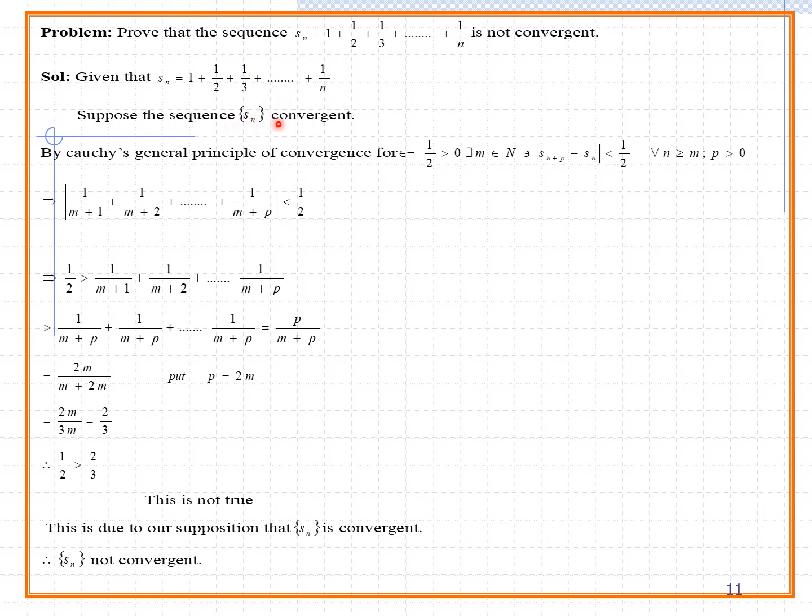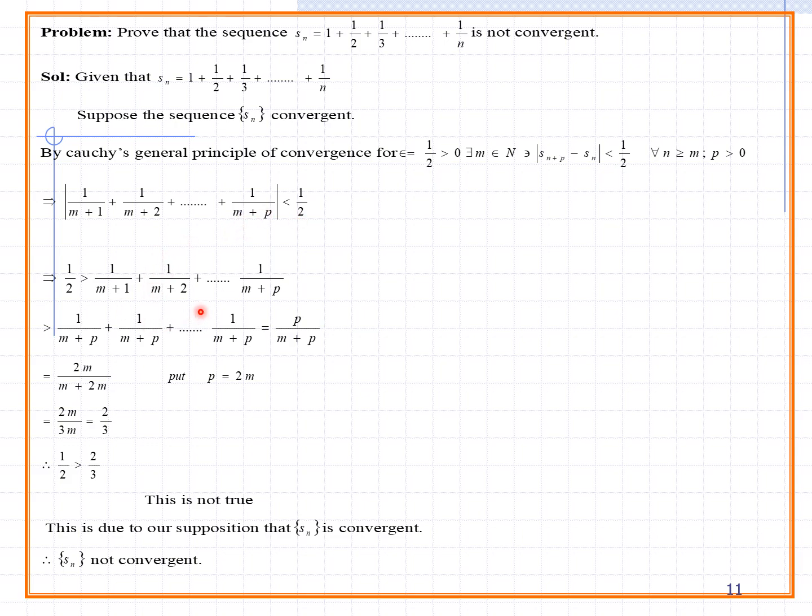Suppose sequence Sn is convergent. By Cauchy's general principle of convergence, for epsilon equal to 1 by 2 greater than 0, there exists m belonging to N such that modulus Sn plus p minus Sn is less than 1 by 2 for all n greater than or equal to m, p greater than 0. So this entire value is less than 1 by 2: 1 by m plus 1 plus 1 by m plus 2 so on 1 by m plus p is less than 1 by 2.